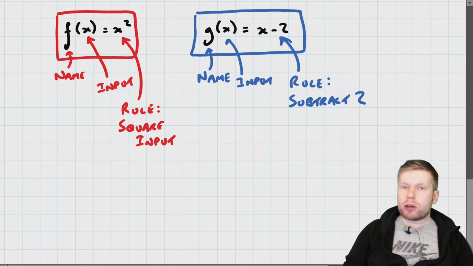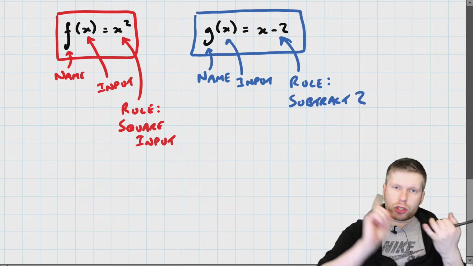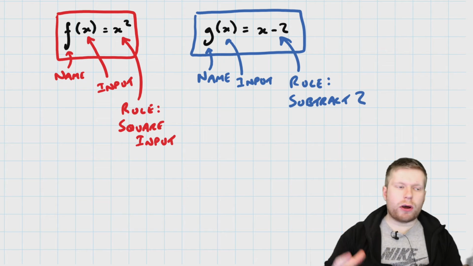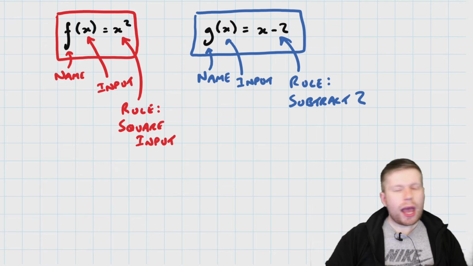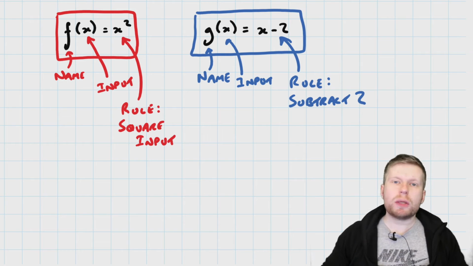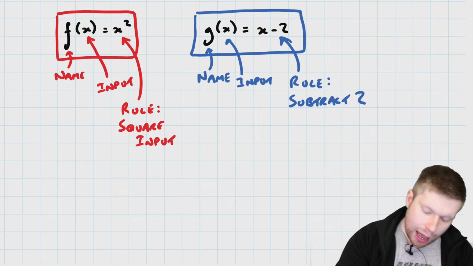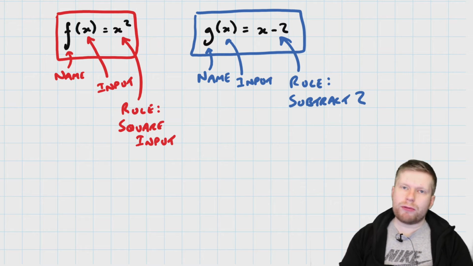I just have 2 functions there, okay? So I have a function called f, I have a function called g, right? The one on the left, my f function, I'm just squaring my input, and the one on the right, my g function, I'm just subtracting 2, okay? That's all that notation literally means. So now let's suppose I want to do something funky.